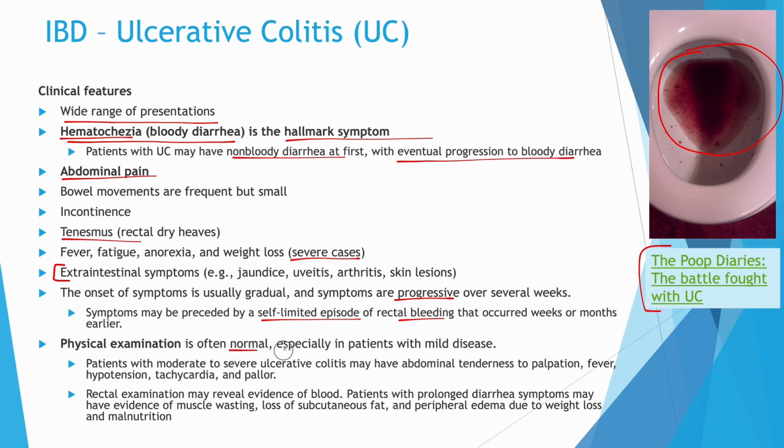Physical exam, just like Crohn's, is pretty much normal, especially in mild disease. Moderate to severe might have abdominal tenderness, maybe even some fever, hypotension, tachycardia, and pallor from the blood loss. Rectal exam, which you should do in all patients with abdominal pain, and of course if you're having hematochezia, is going to show evidence of blood. Patients that have this prolonged diarrhea can also have muscle wasting, weight loss, and malnutrition as well.